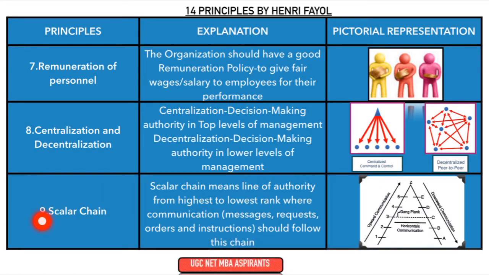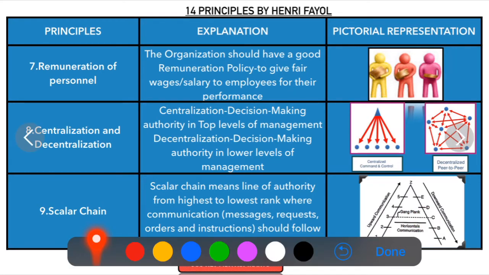Coming to the ninth one, which is nothing but the scalar chain. Scalar chain means line of authority from highest to lowest rank, where the communication like messages, requests, orders, or instructions should follow this chain. For example, in this picture, it has an upward communication and downward communication. Like the communication of messages, requests, orders, or instructions should go from 1, 2, 3, 4, 5, then E, D, C, B, A. If there comes a situation that they have to contact directly, then they use the horizontal communication, which is called the gangplank, which is very flexible in communicating between the same departments.